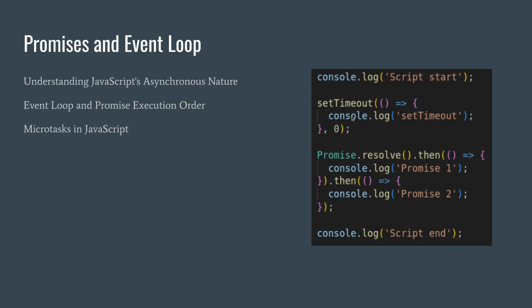So the event loop processes the promise microtask queues immediately after the current script, even before rendering or processing tasks like set timeout. So this behavior definitely impacts how you structure asynchronous code.